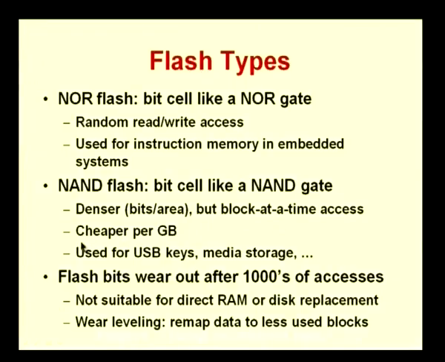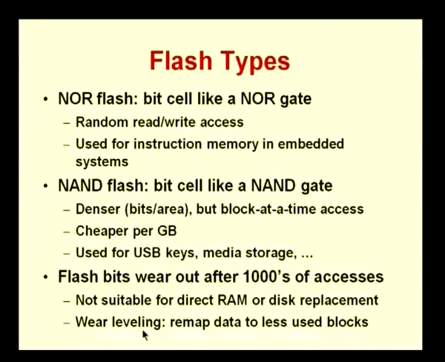So, this normally gives us a cheaper storage per gigabyte and this is the one that is normally used in our USB keys, media storage and so on. One of the problems with flash devices is that the flash bits wear out after about thousands of accesses. So, which is why your USB drive can wear out after some time. So, it is not suitable therefore for a direct RAM or a disk replacement. Of course, now we are coming up with other flash technologies which are also coming in as replacements for RAM and disk and so on.